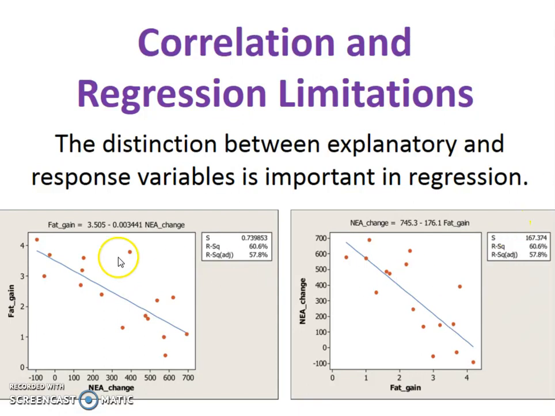Okay? So, for example, same data down here, but they switched our explanatory and our response. Notice how R squared is the same, which means R would be the same. But our equation of our line of best fit, our least squares regression line, has changed. Still is a negative slope, but it's a different y-intercept and a different slope. So, be careful.